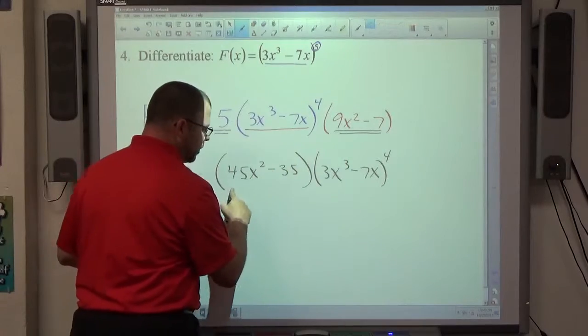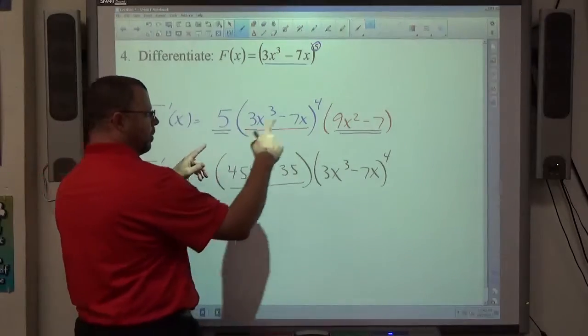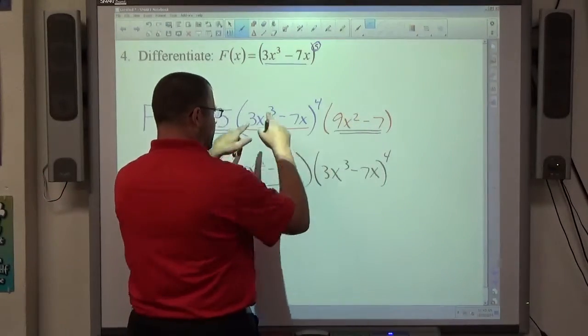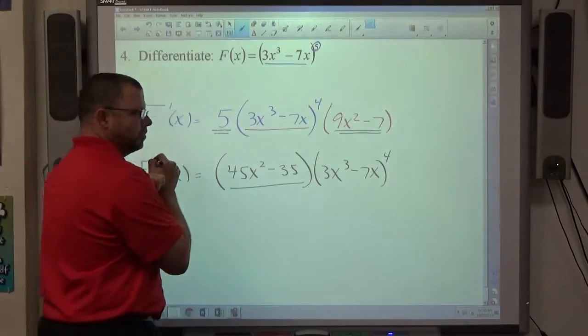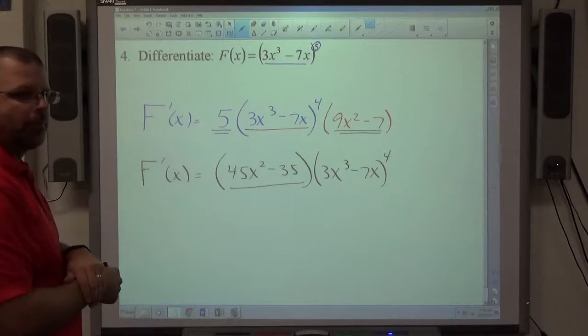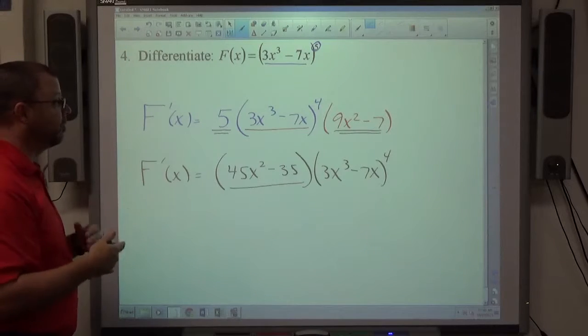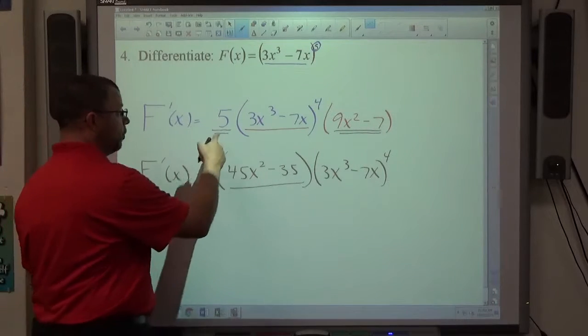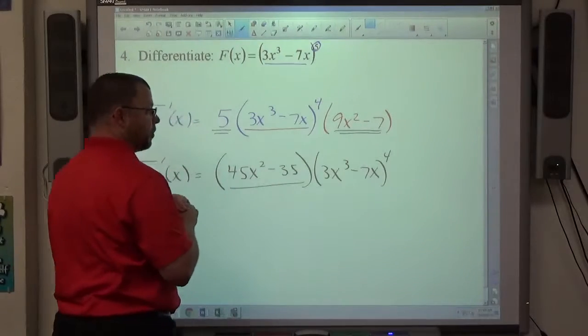That's still being multiplied by 3x cubed minus 7x all to the fourth. I'm continuing to keep this in parentheses because I'm multiplying this whole product times this whole thing too. So if I don't put the parentheses around the 45x squared minus 35, I'm actually changing the structure of the problem. So do multiply those out, but do also keep it in parentheses there.